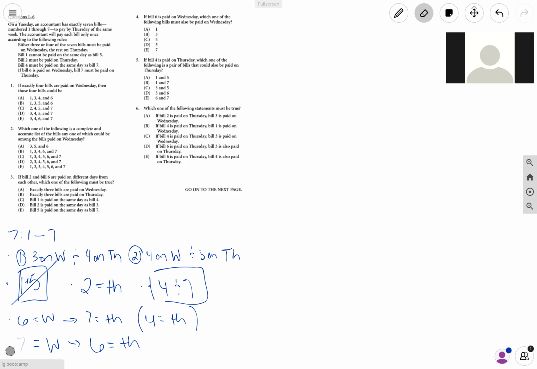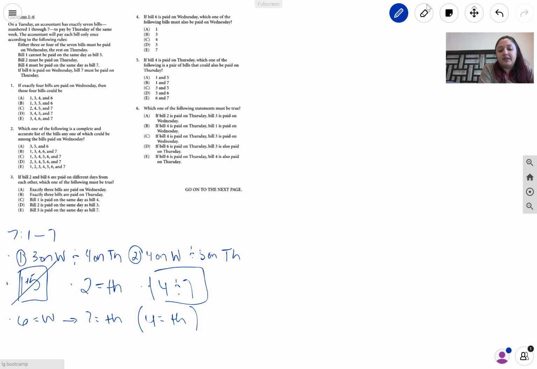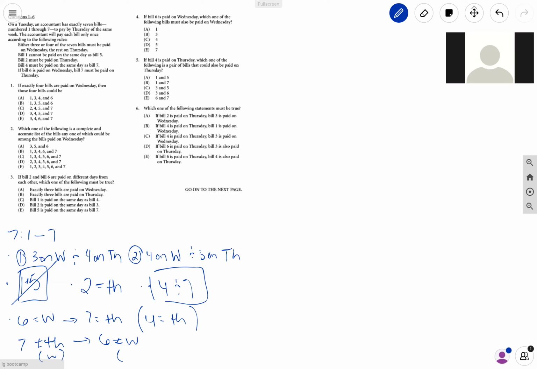Could you explain that a little bit more for me? Yeah. So we have the contrapositive being 7 is not on Thursday. If it's not on Thursday, what day is it going to be? Wednesday. So if 7 is not on Thursday, then 6 is not on Wednesday. And if 6 is not on Wednesday, what day is that going to be? Thursday. So that means if 7 is on Wednesday, then 6 is going to be on Thursday. Does that make sense?